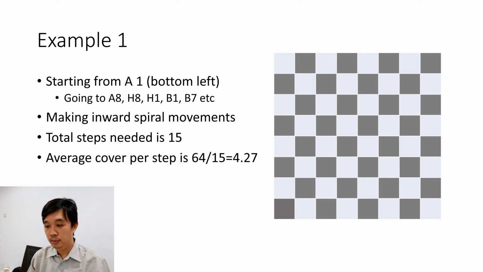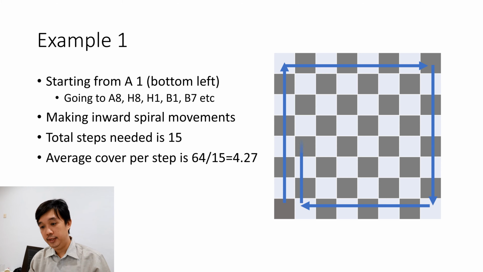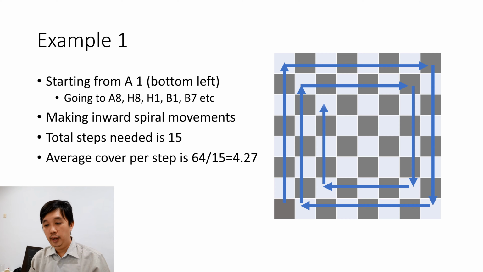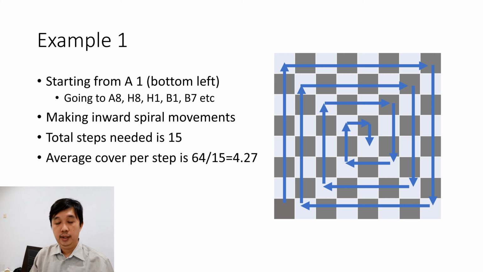This is example number one. The queen will start from A1, which is the bottom left, and then go to A8, which is the top left, and then top right, H8, and go to H1, which is on the bottom right, and from H1 go to B1, which is the second column from the left, and go to B7. And the queen will keep repeating the same inward spiral movements. The total steps needed will be 15.